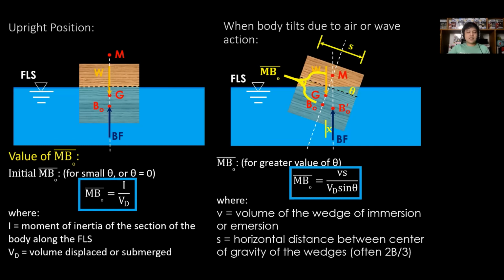And distance S is the horizontal distance between the center of gravity of the wedges. Again, our wedges are the immersed and the emersed portion. So for this S, it is often 2/3 of the width, W or B, along the transverse section. So for V sub D, it is often the same as the V sub D for the initial MBO, since V for immersion is often equal to the V for emersion.